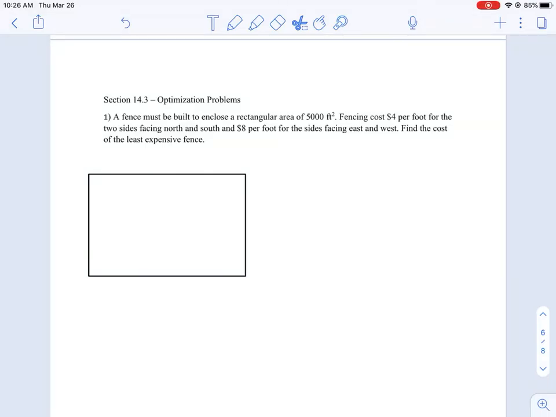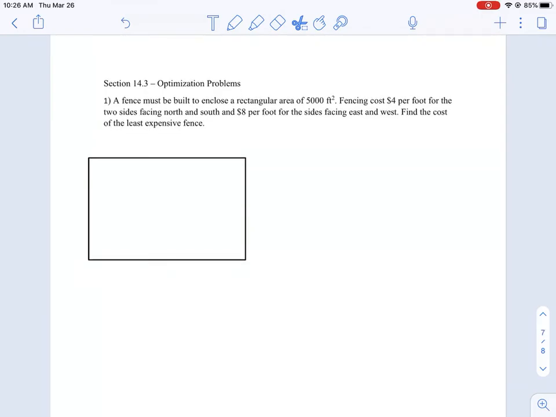Alright class, in this video I'll be doing the first of two examples from section 14.3. A fence must be built to enclose a rectangular area of 5,000 square feet. Fencing costs $4 per foot for the two sides facing north and south, and $8 per foot for the sides facing east and west. Find the cost of the least expensive fence.